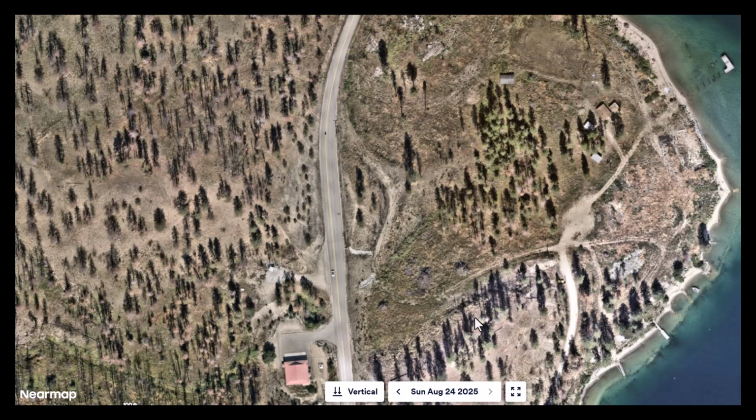redeveloping this site, we have to be aware of some of the hazards that may not have been well understood when the original buildings for the camp were placed in this area. So this is an alluvial fan, deposited on the shore of Okanagan Lake from the small watershed that goes past the fire station.